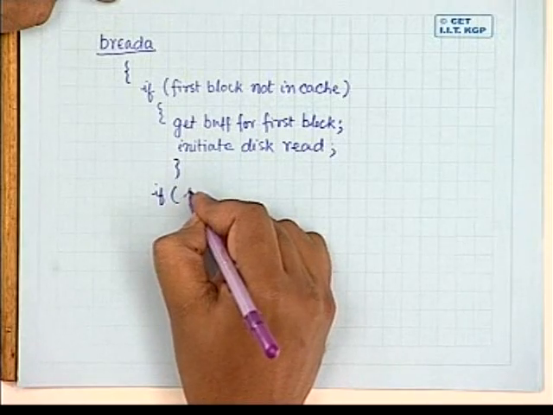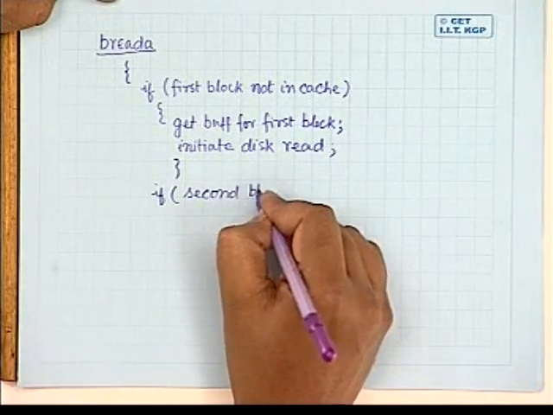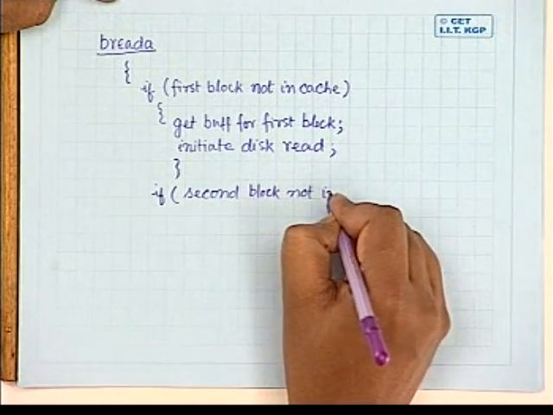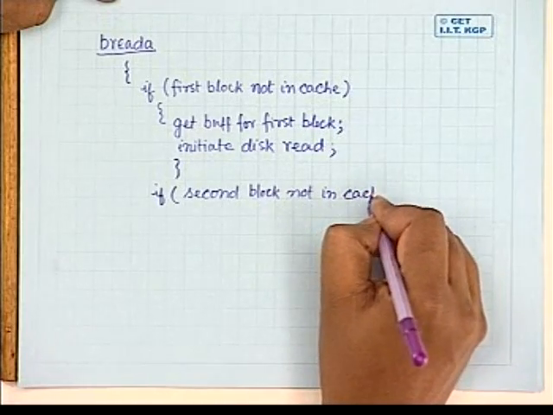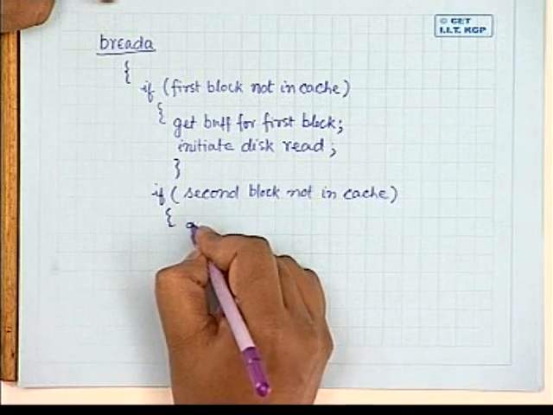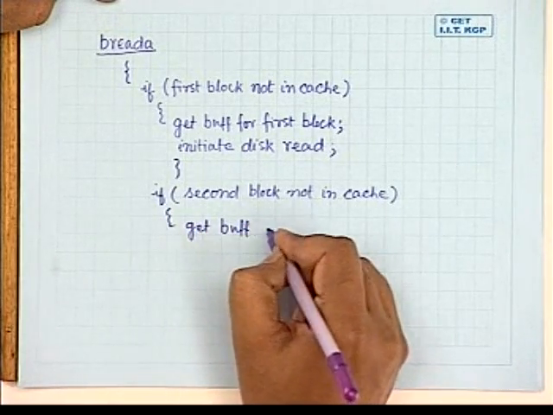So if the second block is not in cache, then we have to get a buffer for the second block also.